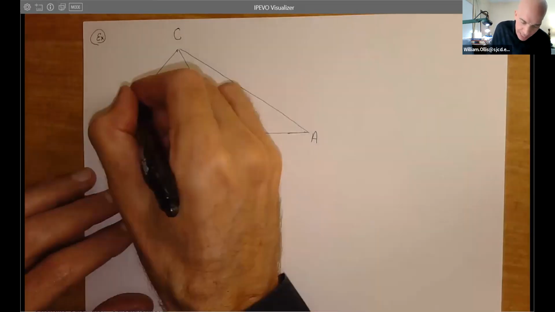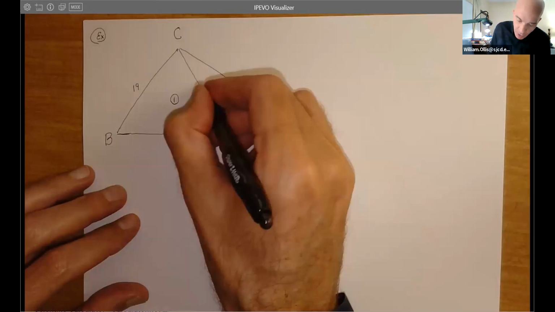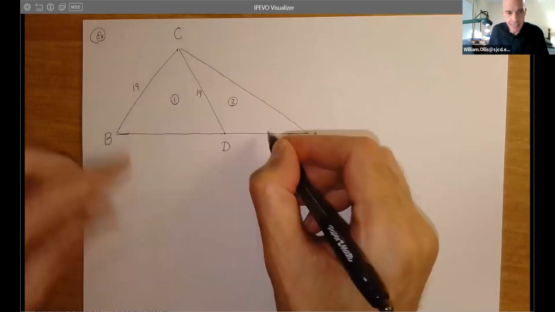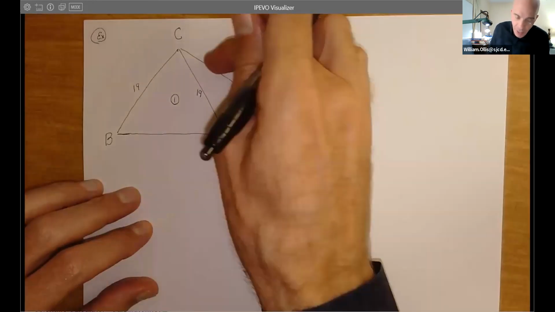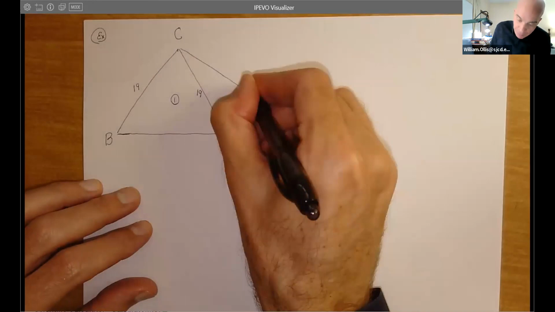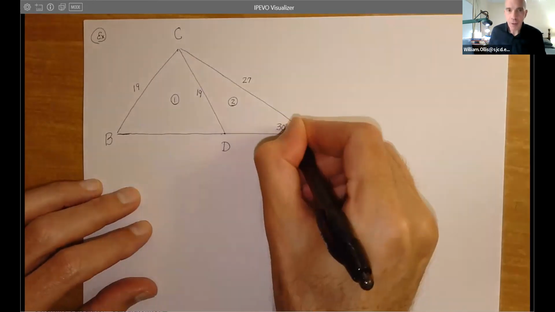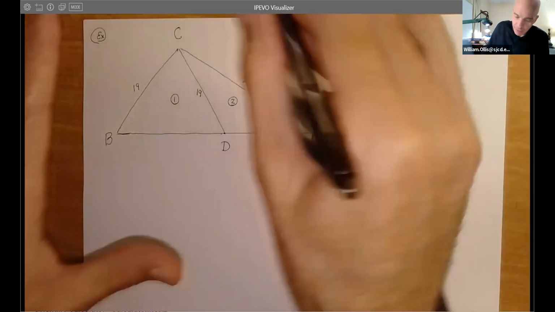Here's what we're given. This side length is 19. And why do I know it's isosceles? Because this side length is also 19. So this side has length 19, this side has length 19, this side here has length 27, and we're given a 30-degree angle here. Okay? This is what's given. This is the hypothesis.